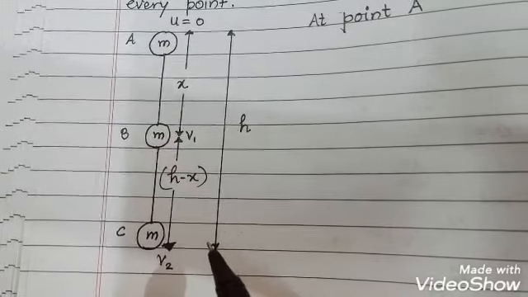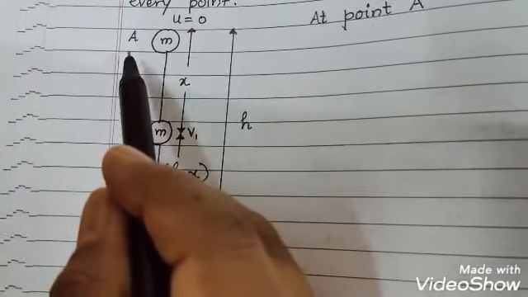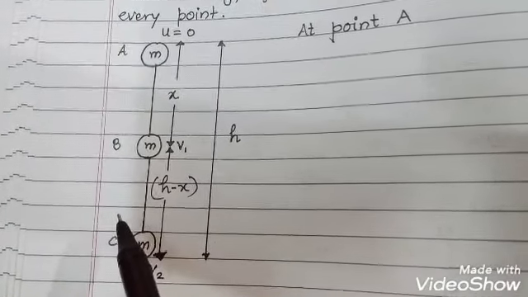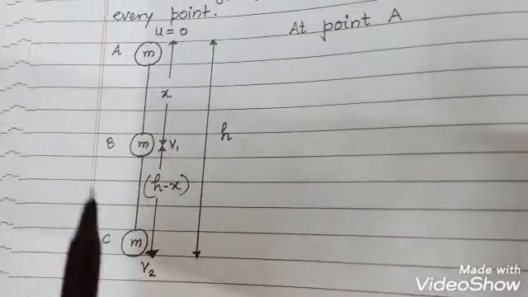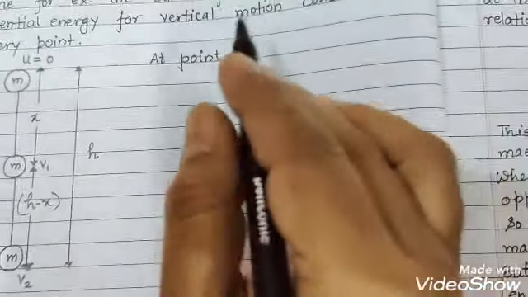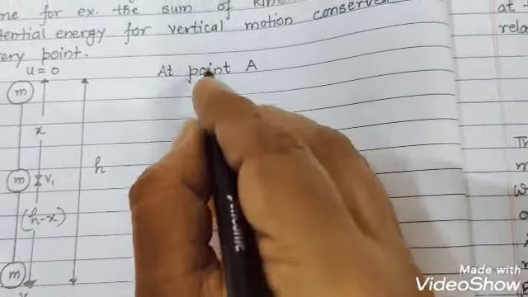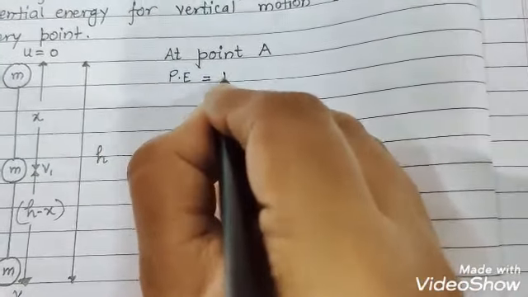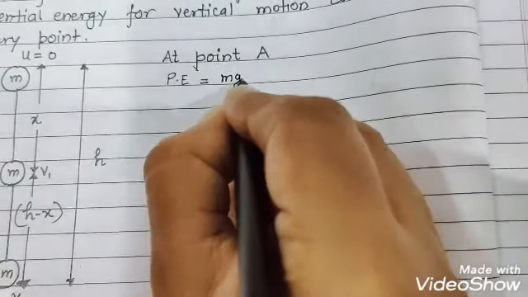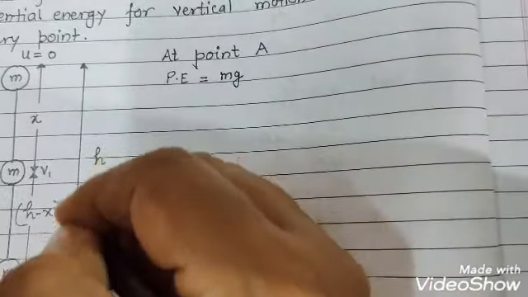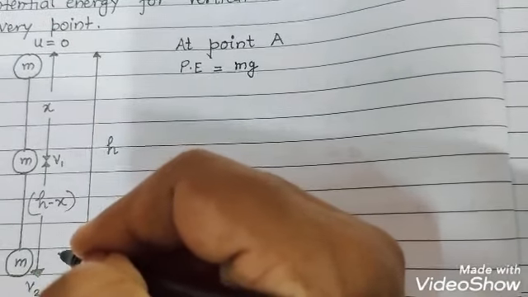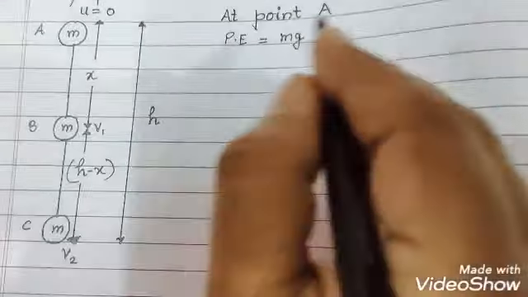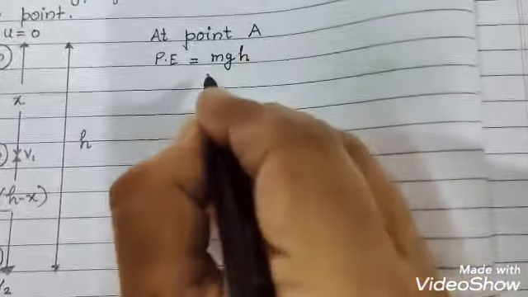Now we are going to calculate at each point, that is at points A, B and C, that the sum of kinetic energy and potential energy will be constant. So to calculate it, first we'll see at point A. At point A, the potential energy is equal to mass, acceleration due to gravity g, and the displacement, that means the vertical height, it is h height from the ground, so it will be mgh.